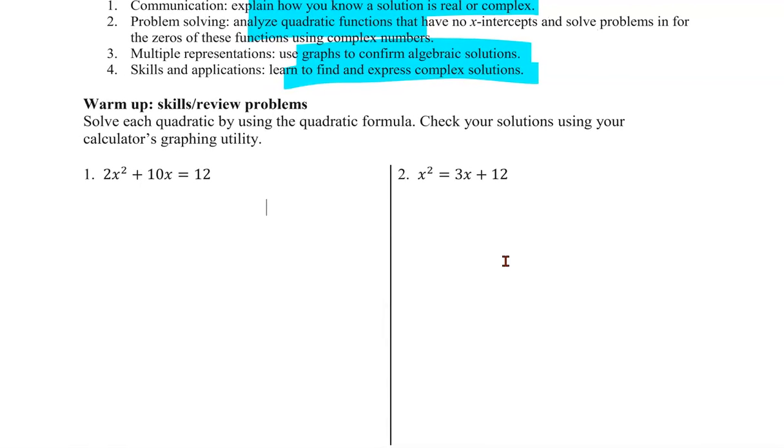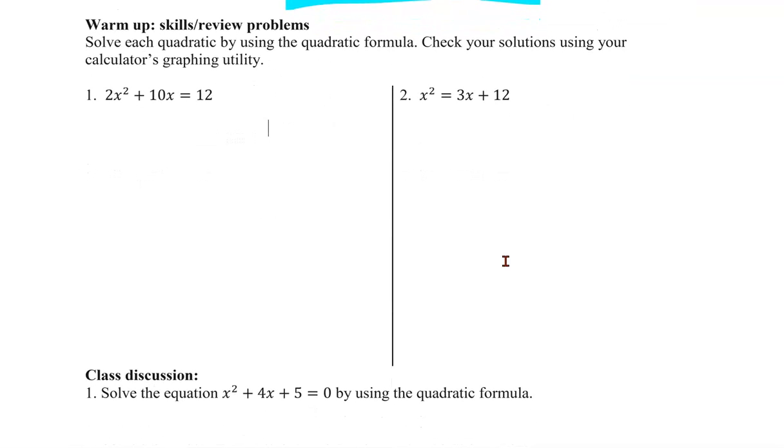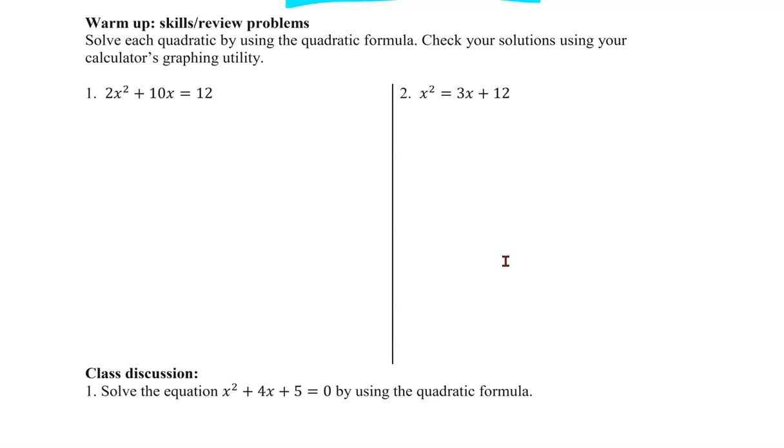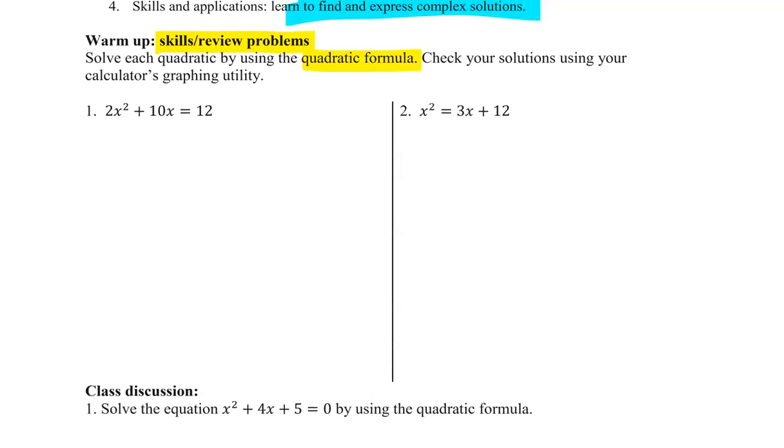Okay, let's start with some skills and review problems. Solve each quadratic by using the quadratic formula, then check your solutions using your calculator's graphing utility. So just to recall, our quadratic formula is x equals negative b plus or minus the square root of b squared minus 4ac, all over 2a. Okay, so you first identify a, b, and c.